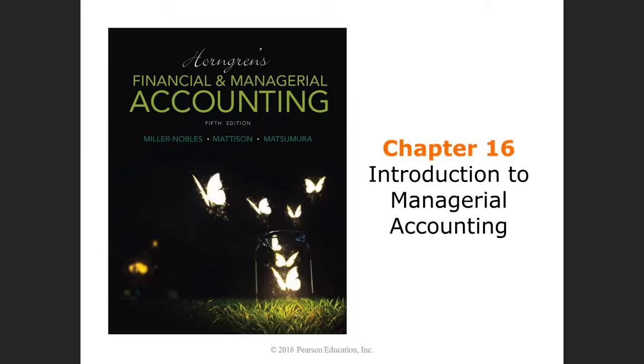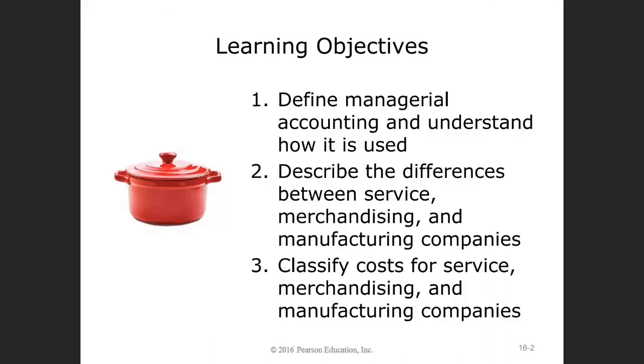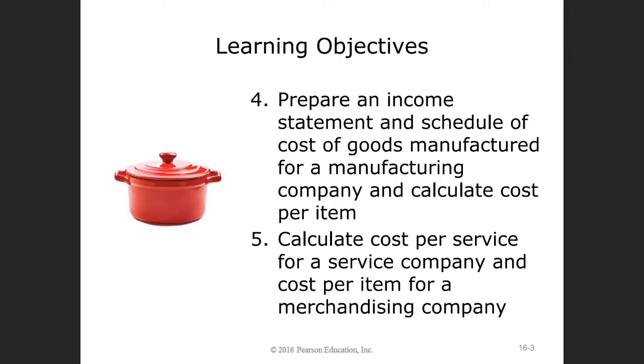So Chapter 16, Introduction to Managerial Accounting. In this chapter, we're going to define managerial accounting and understand how it's used, describe the differences between service, merchandising, and manufacturing companies, classify cost for service, merchandising, and manufacturing companies. We're going to prepare an income statement and a schedule of cost of goods sold, cost of goods manufactured for a manufacturing company, and calculate cost per item.